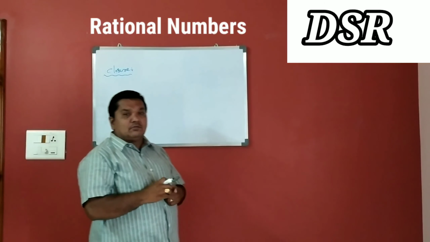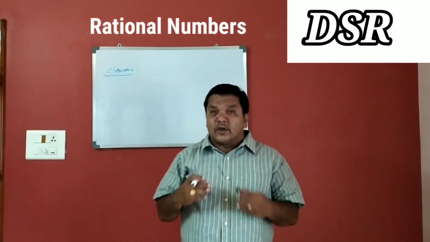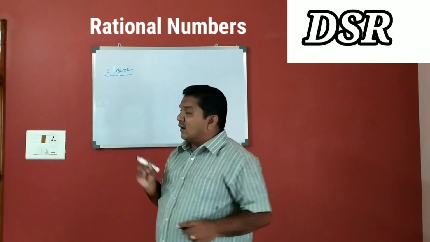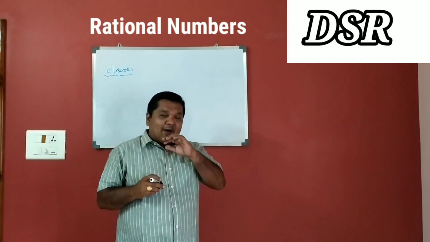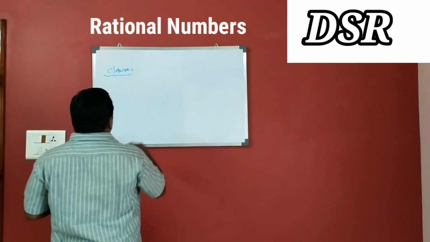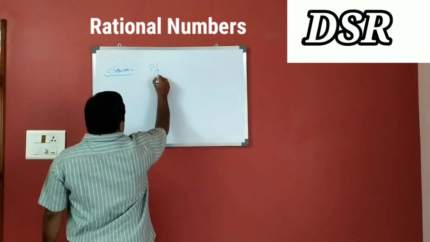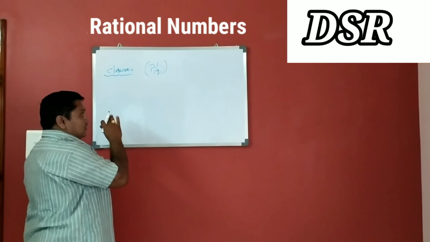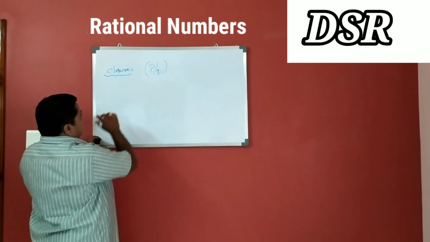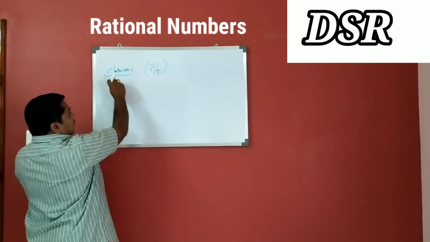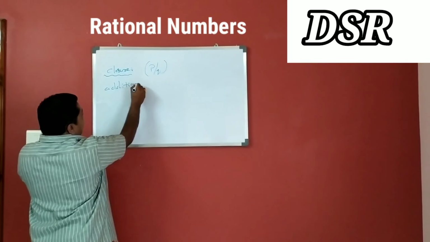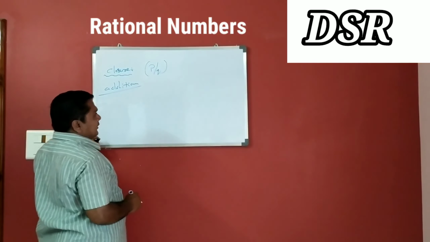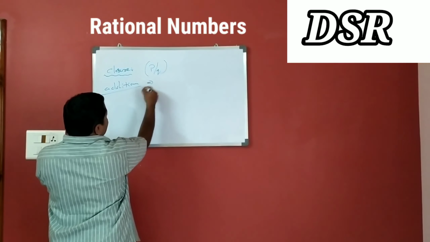Now, in rational numbers, how can we satisfy the closure property? Rational numbers are in the form of p by q. For example, let us satisfy the closure law under addition. Closure law under addition property.